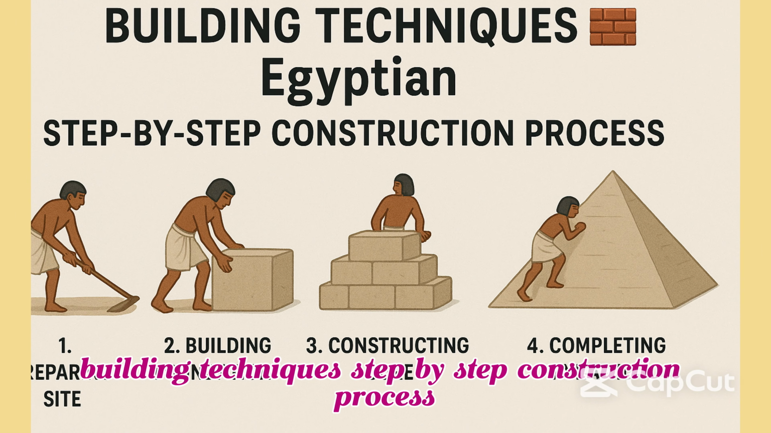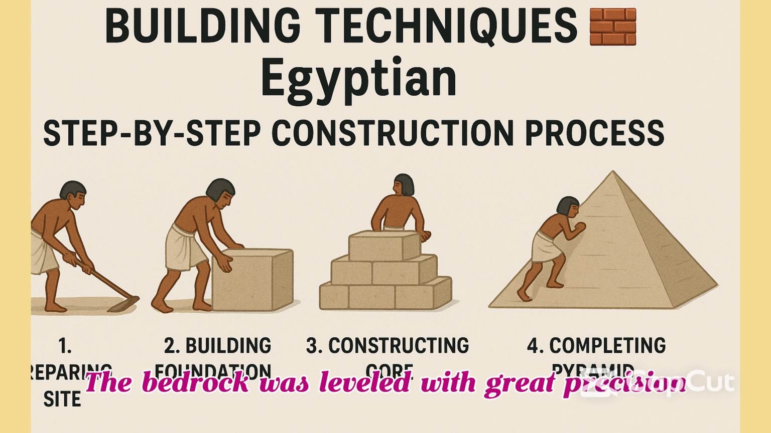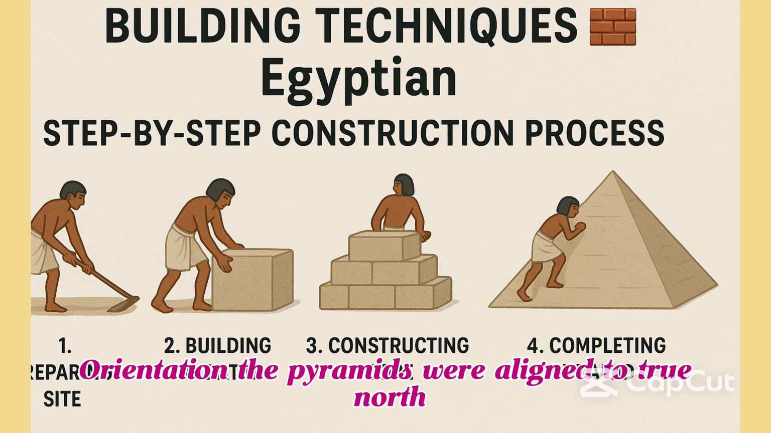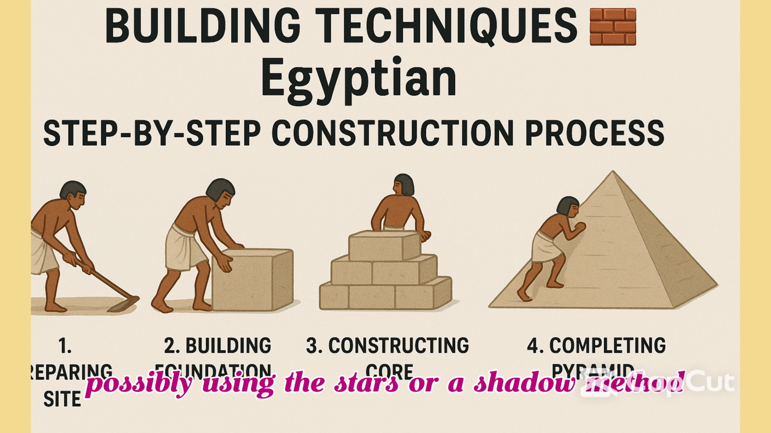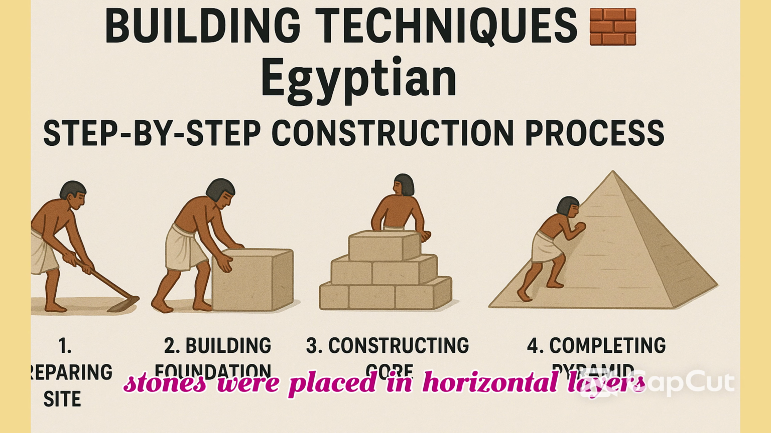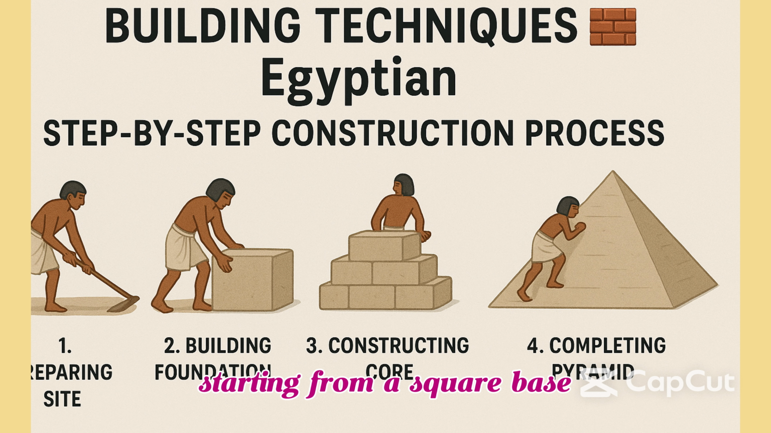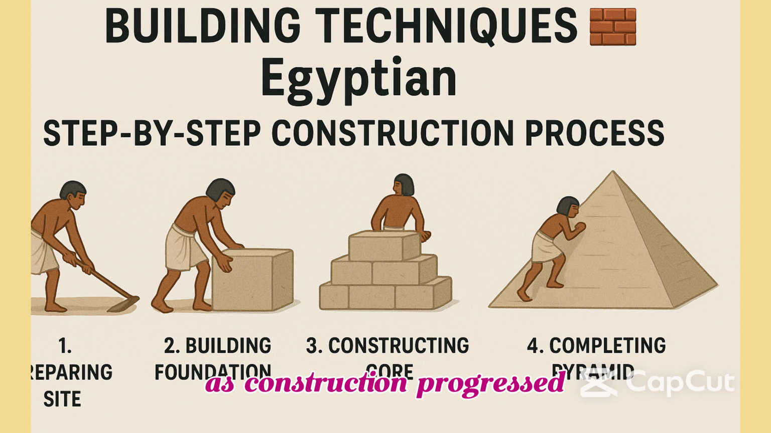Building techniques. Step-by-step construction process. Site preparation: the bedrock was leveled with great precision. Orientation: the pyramids were aligned to true north with astonishing accuracy, possibly using the stars or a shadow method. Layer-by-layer construction: stones were placed in horizontal layers, starting from a square base. Ramps were used to transport blocks higher as construction progressed.